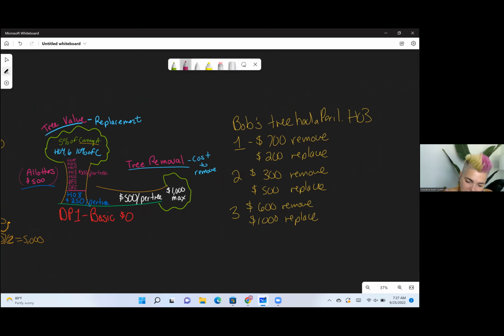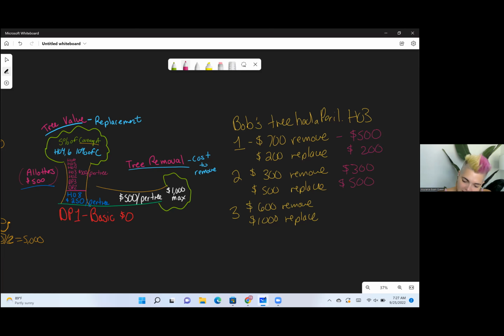So you could take this one step at a time. Tree number 1, 700 to remove, but I only get 500. So I'm going to get 500 here. $200 to replace. That's fine. I get up to 500, so I'll take 200. Tree number 2 is 300 to remove. That's fine. It's less than the 500 per tree. And then I have 1,000 max. I'm still good. So I'm going to get 300 to remove it. Then it's 500 to replace it. That's fine. That's in the per tree limit. So I'll get 500 to replace that one.